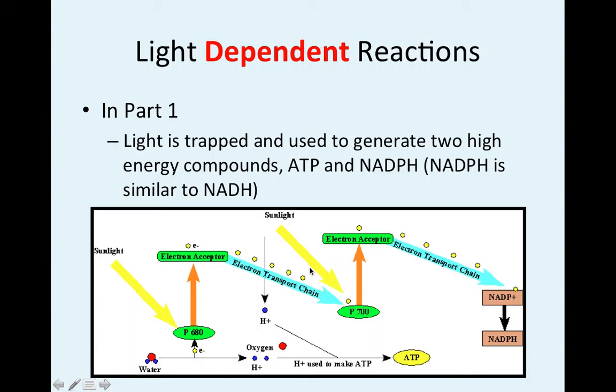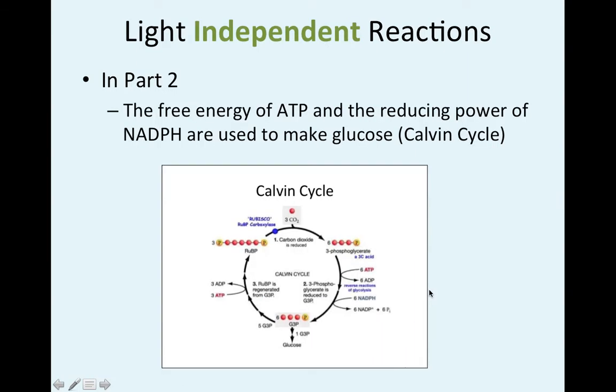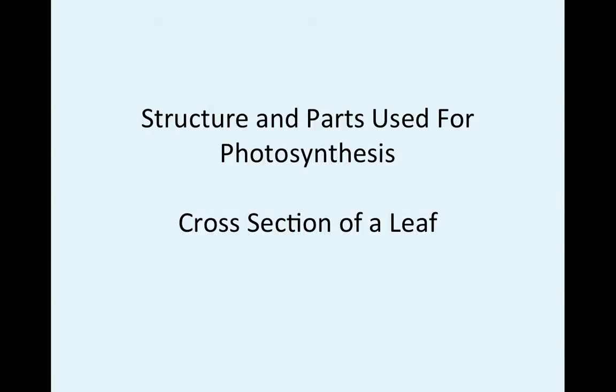Goes down to here. Another beam of sunlight comes, kicks off the electron. It comes down, and then we use that energy and we store it as something very similar to NADH, but NADPH. Okay? And then we're going to send this down to the light-independent cycle. And there's part two, but we'll get to part two a little bit later.